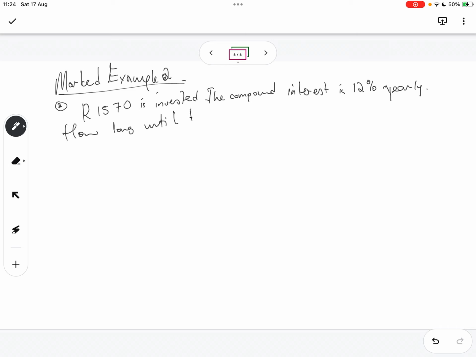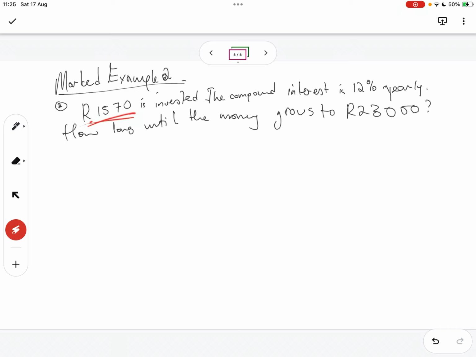So how long until the money grows to 23,000? That's what we must find. This one, what do you think it tells us? What's this amount here? 1,570.